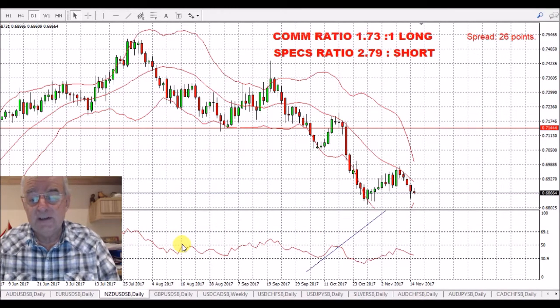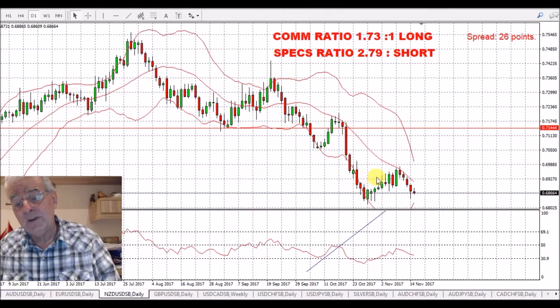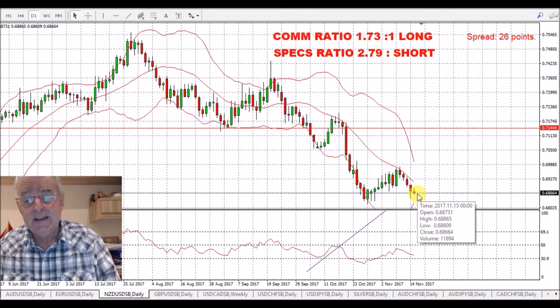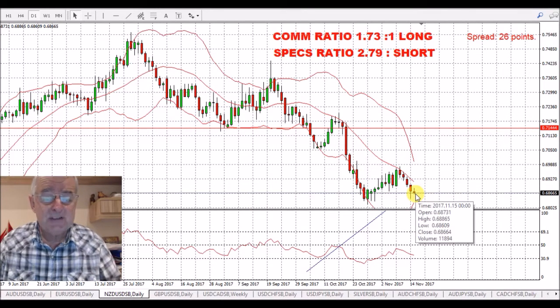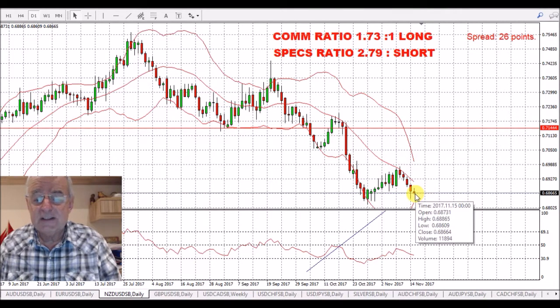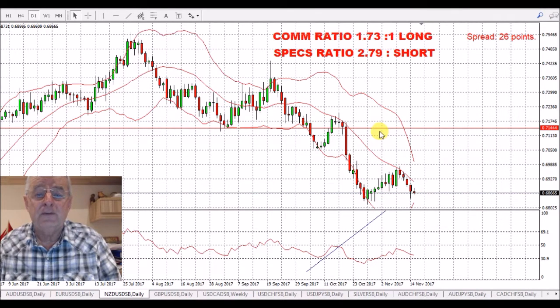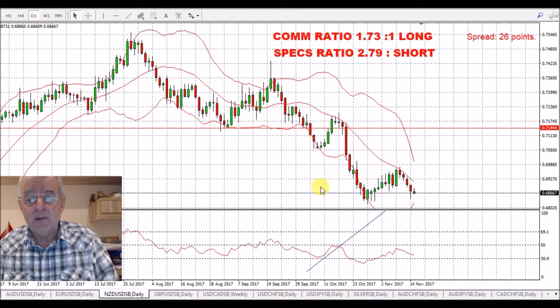New Zealand dollar, US dollar, we've got another nice red candle today. This seems to me to be running out of steam. The commercials have turned around, they're now long. I think there's limited downside to this now. We might just hit the 30.9 and bounce back up, but I'm expecting a little bit of upside on this.